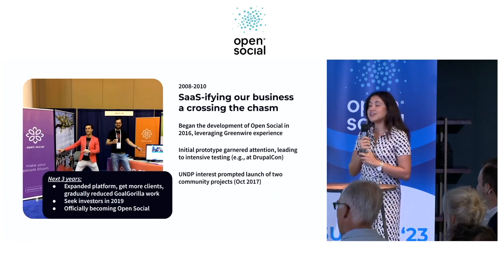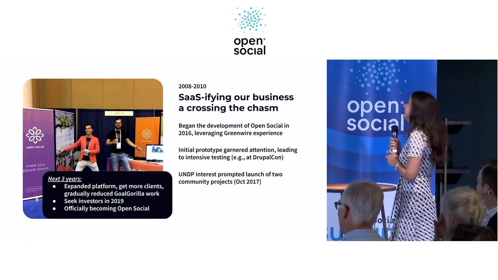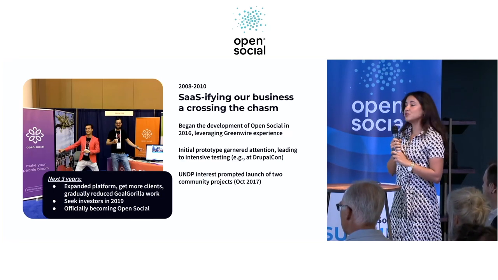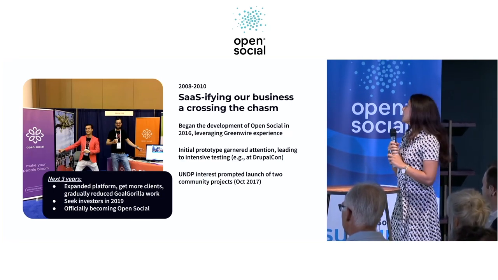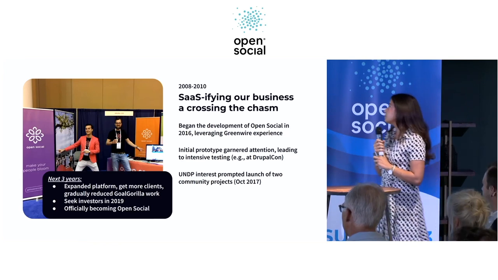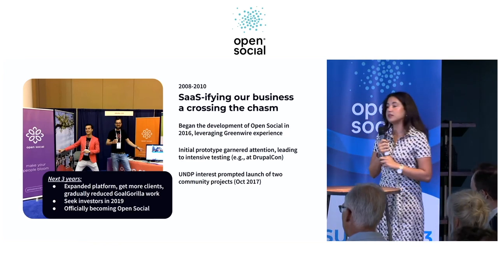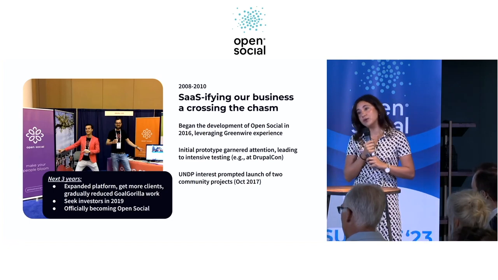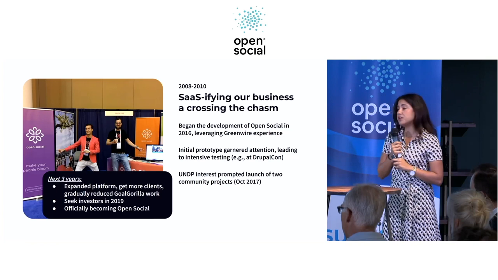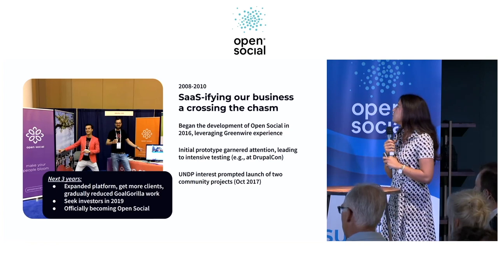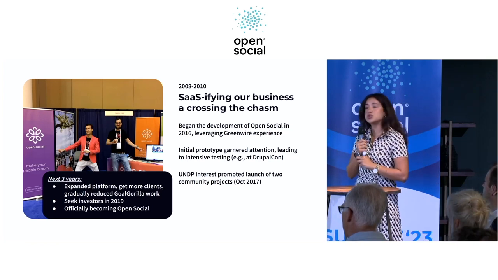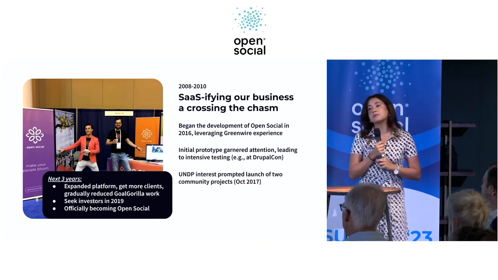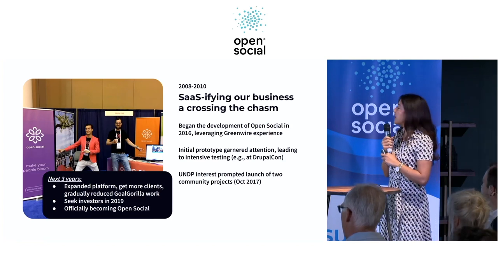So now it's time to SaaSify everything. They began the development of Open Social in 2016, leveraging the Greenwire experience. They did an initial prototype at DrupalCon, where they did a lot of intensive testing, which also caught the eye of the UN and the UNDP, where they did the first launch of Open Social with two community projects in 2017. Their next plan for the upcoming years was to solidify that even more.